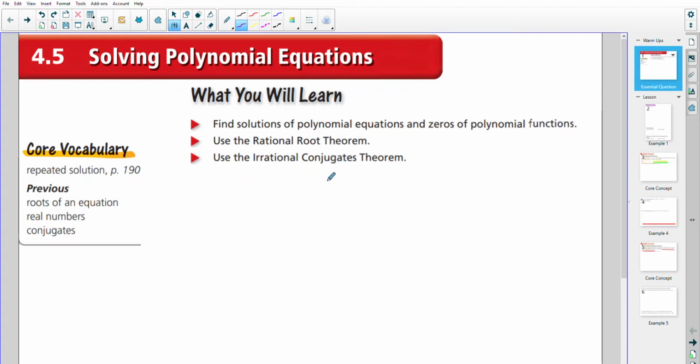4.5, solving polynomial equations. I'd like to find the solutions to a polynomial equation and the zeros of polynomial functions. This would be in a graph. On the graph, these would be the zeros where it crosses the x-axis. And secondly, using the rational root theorem.